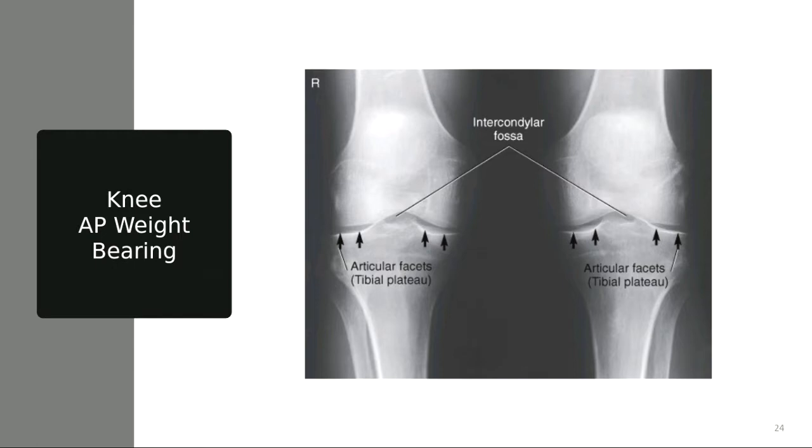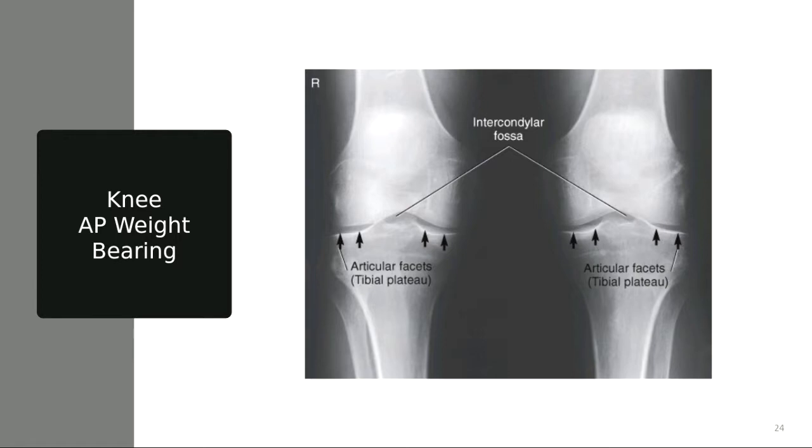And if we look at the images of this, you can see that the joint spaces are not open because at this point we had a perpendicular central ray and we were not angling based on the patient's body habitus or the size of their thighs and buttocks. We didn't measure anything. We kept it perpendicular, but it's not going to be as open a joint space because you're not angling either cephalic or caudal. You're keeping it with a 0-degree angle, right? And then they point out the articular facets, the tibial plateau, and the intercondylar fossa. And then these are the intercondylar tubercles. And that's what an AP weight-bearing knees would look like.